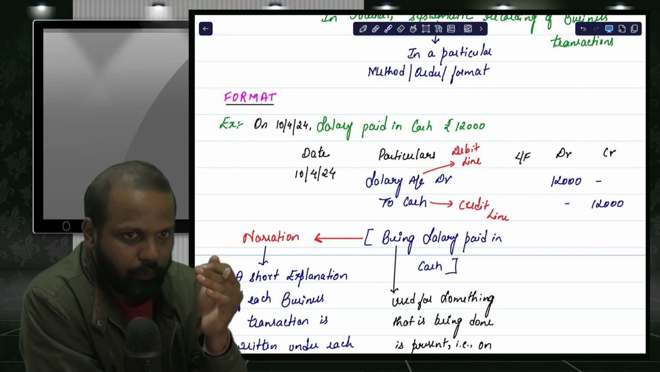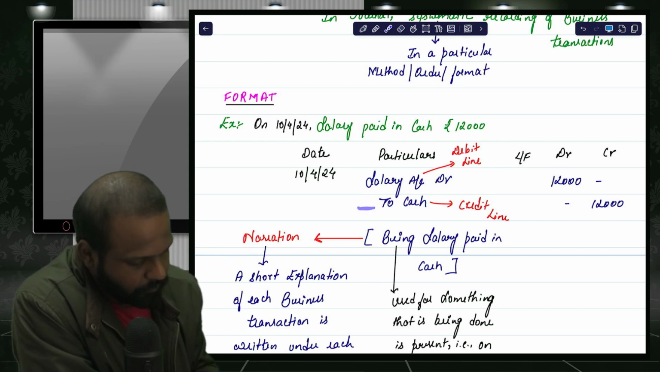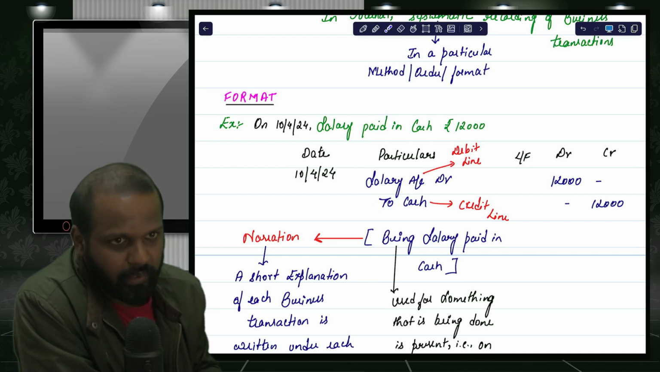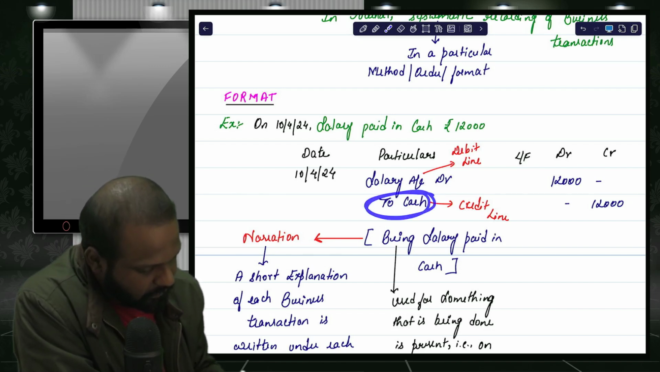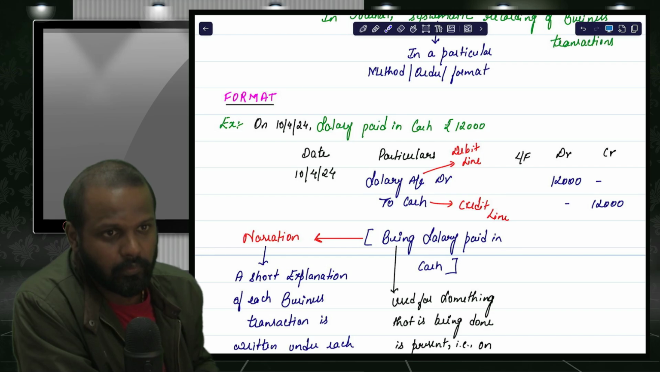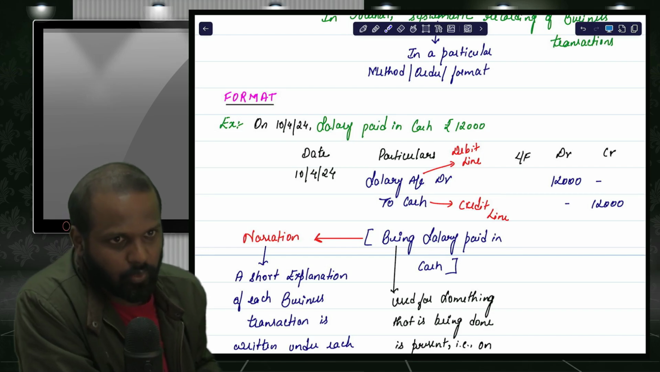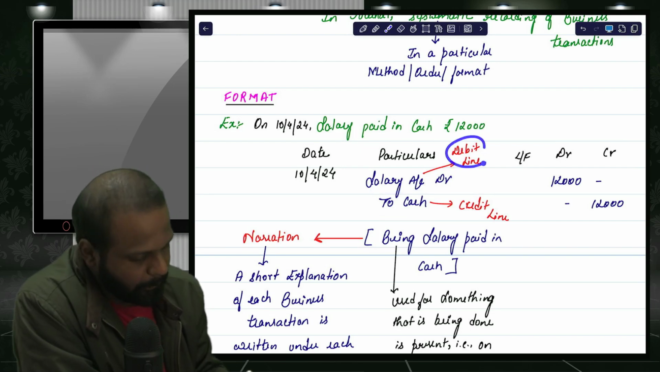Now when you are going to record the credit, first you need to leave some space, then we start with "To". Whenever we record the credit, first we start with the word "To cash". This second line is going to be called the credit line. So in the journal, you have two aspects: one is debit, one is credit. This is the debit line, this is the credit line.